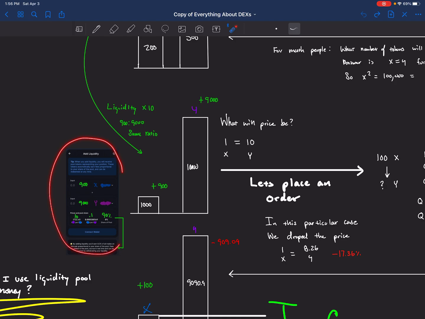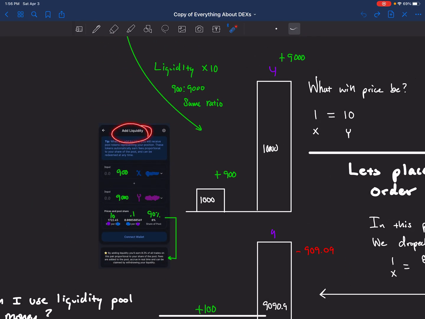Right here, the add liquidity option. Added a huge amount of liquidity. Actually, I'm going to have 90% of the share of the pool because I grew the pool by 10x. So now I own 90% of the pool. And this is one of the ways you can make money from being a liquidity provider. But I'm actually going to get into how you can make money being a liquidity provider, and the scenarios where you can make money or where you can lose money, so you can understand that as well.